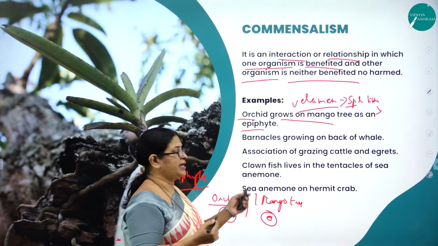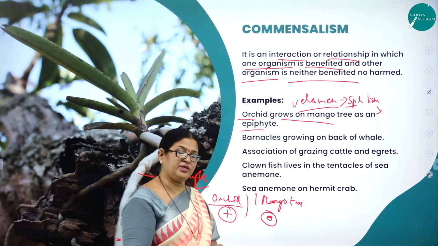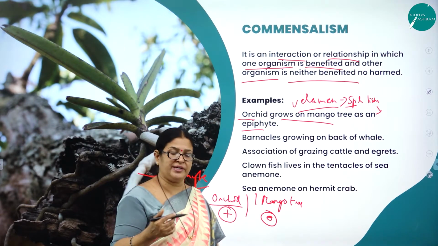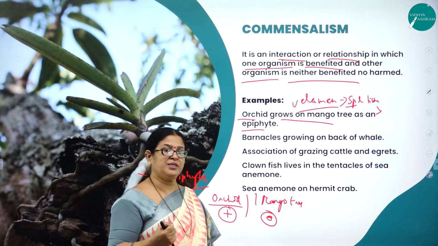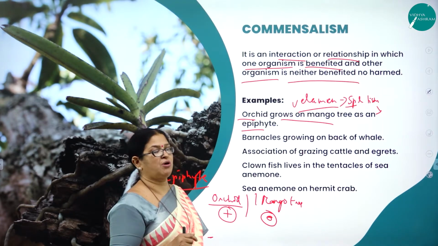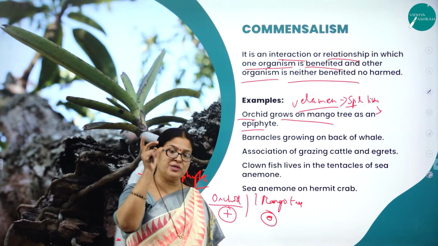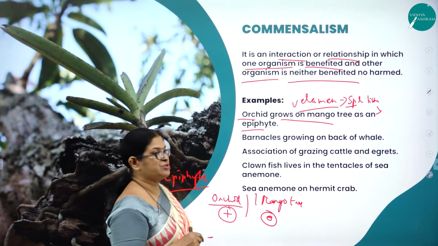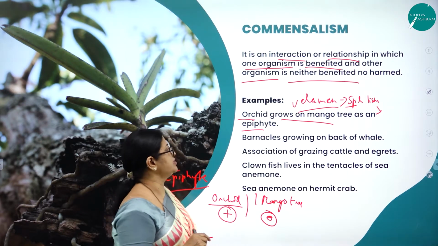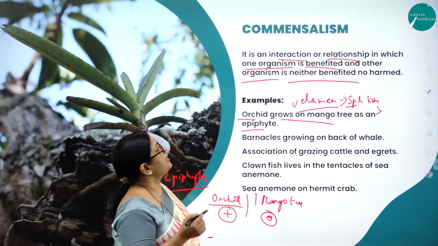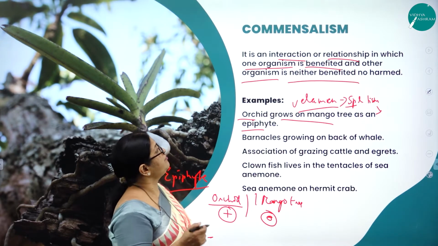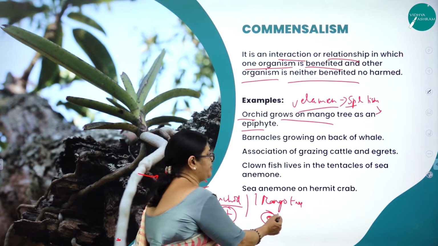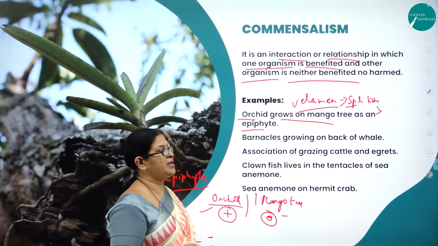Because it does not have roots in the soil, as it is above the mango tree, from where does it get the water content? By absorbing the moisture from the atmosphere. So it has a special tissue called velamen tissue, which absorbs the atmospheric moisture, and that is how it gets water. As you know, water is very important for what? For photosynthesis. So what is commensalism? It is an interaction or relationship in which one organism is benefited and the other organism is neither benefited nor harmed. What is the example you are going to give?